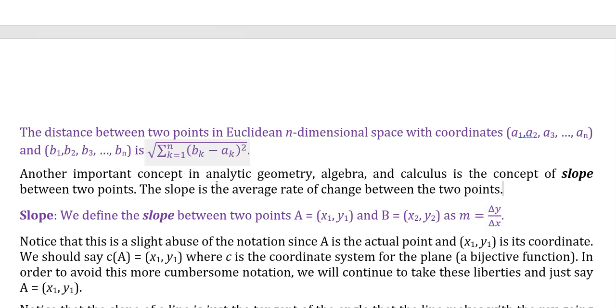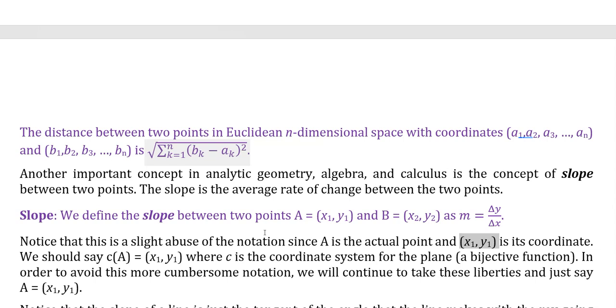Now notice I've actually abused the notation here a little bit. Technically speaking, A is the point, and x1, y1 is not a point, it's the coordinates for that point. Technically, we should have a coordinate system C, which is a bijective, one-to-one onto, continuous function that maps points into ordered pairs. And of course, its inverse would go backwards. So really, we should say C of A equals x1, y1, the coordinates of point A, not say A equals x1, y1.